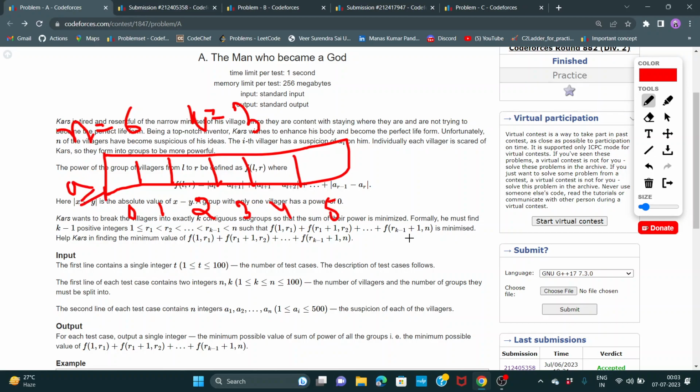What you have to do is divide the array into k groups such that the formation cost of those three groups will be minimum. If I make a group, the group should be contiguous. So if one group is like this, another group is from 3 to 4, and one group is 5, what will be the cost of building these three groups?